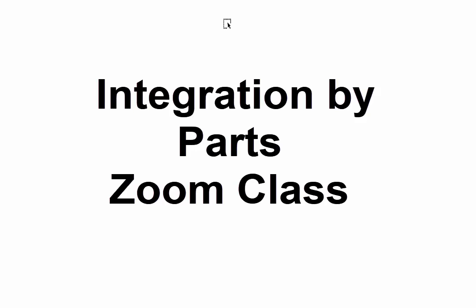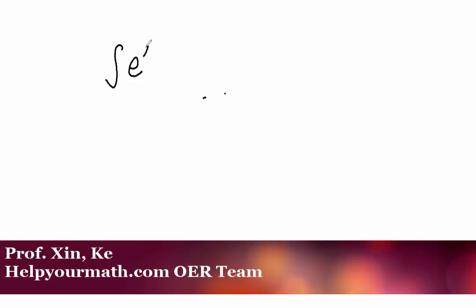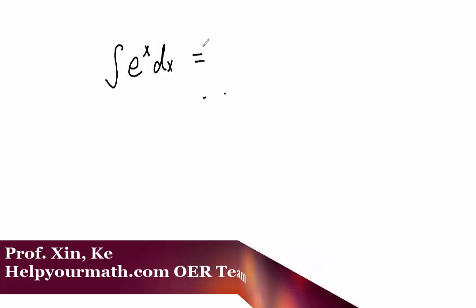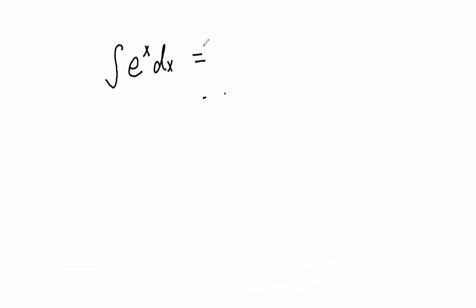Let's start. First thing we're going to do is review what we've done before for e to the x. E to the x is very special because the derivative of e to the x is going to be itself. So the integration of e to the x will be itself, plus a constant c.